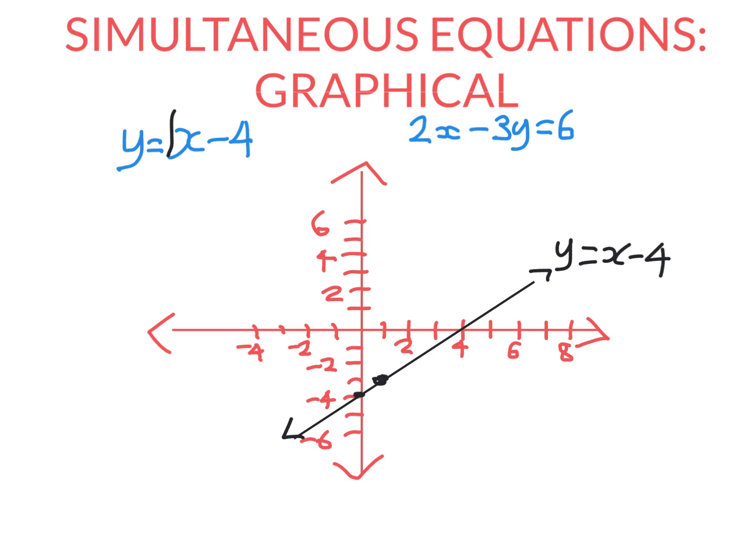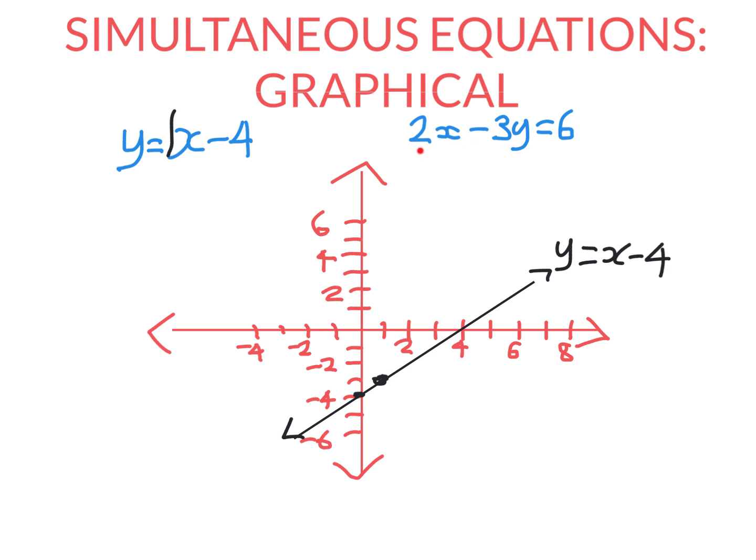Now, similarly, for 2x minus 3y equals 6. This is an equation with infinitely many solutions. For any value of x, you can find a different value of y that will give you a solution to this equation. So this has infinitely many solutions, and this has infinitely many solutions. But it turns out there will be only one solution that is a solution to this equation and is also a solution to this at the same time. Simultaneous means at the same time.